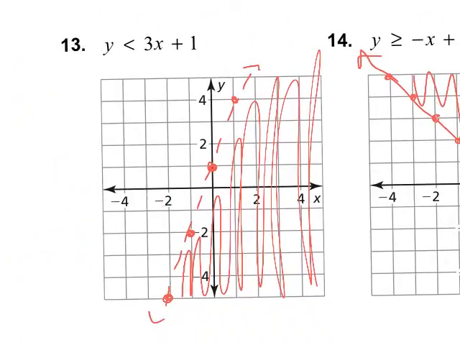Okay, number 13. Y-intercept is 1, right here in the middle. Slope is 3, so up 3 over 1. I can also go down 3, left 1. It is a dotted boundary line because it's not equal to up here on the inequality sign. And then this says y is less, so I'm going down below. Any questions on 13?